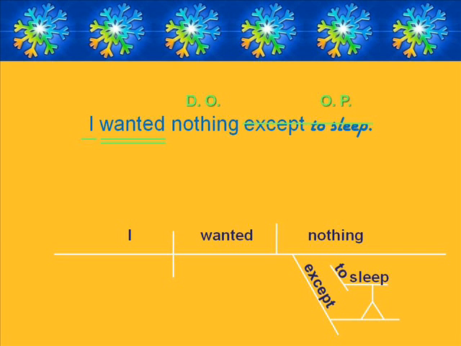Okay, let's go back and look at some more diagramming here. The sentence, I wanted nothing except to sleep. Except is a preposition. The infinitive to sleep is acting as a noun and acting as the object of the preposition. We diagram the subject, the verb, the direct object, and then underneath that we have our preposition, and then on the line where we put the object of the preposition, we have an infinitive.